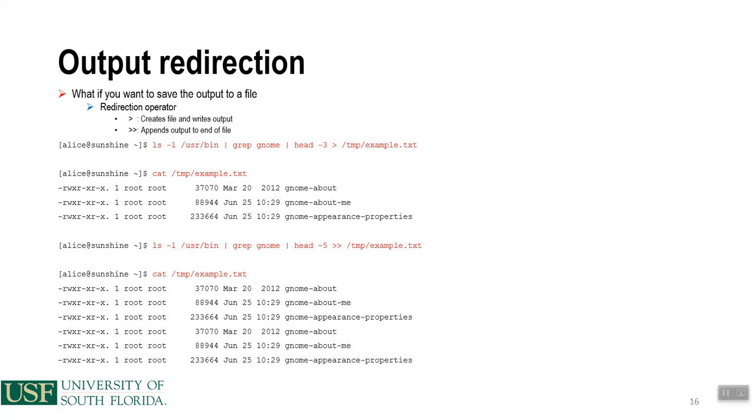So what if you want to save this output as a file? In a couple of assignments ago, we started to talk about the redirection operator. The redirection operator looks like this. It's the greater than sign, which creates a file and writes output, and then the double greater than sign, which appends output to the end of a file. So this is a mechanism that you can use to redirect the output, or save the output to a particular file.